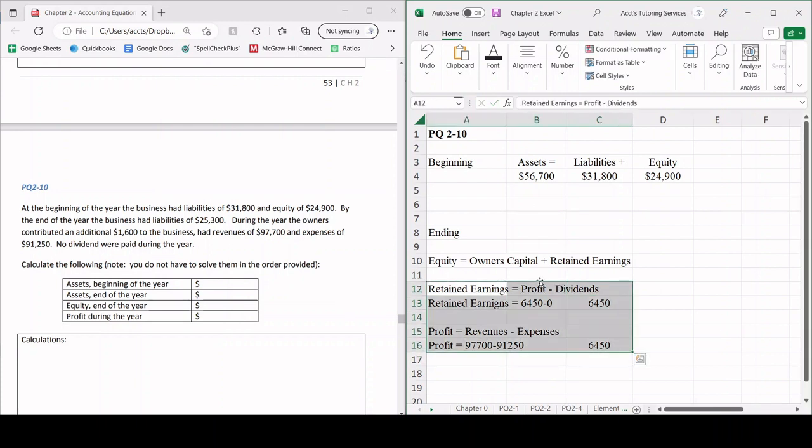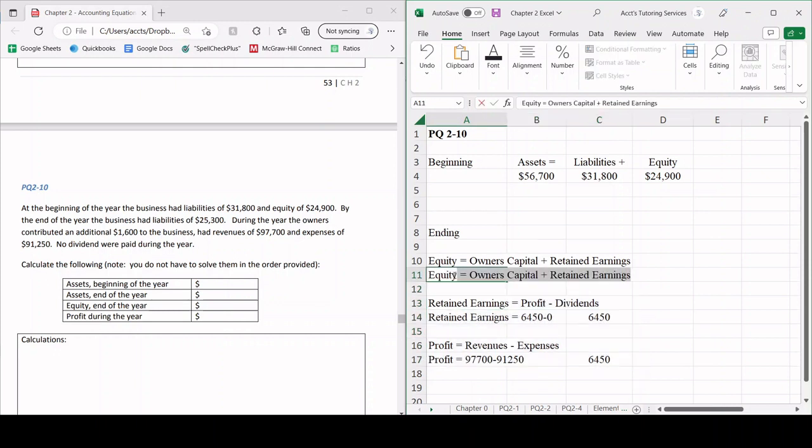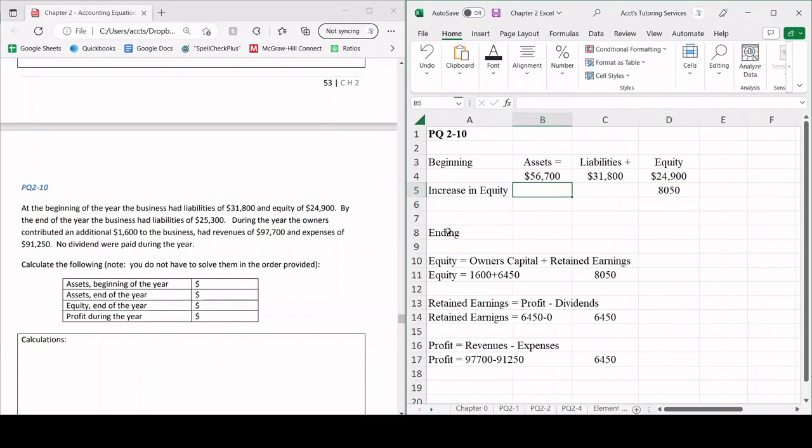Now equity is going to be owner's capital. Remember, whenever someone invests money into the business, that increases owner's capital. So the owner invested an additional 1,600 plus retained earnings. So that's going to be, so now increase in equity is going to be 8,050, right? So that gives us our ending balance in equity now of 24,900 plus 8,050, 32,950.